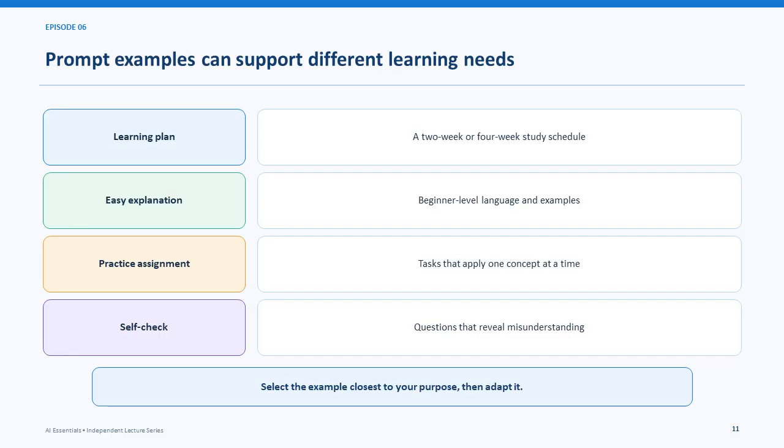Prompt examples can support different learning needs. A learning plan may request a 2-week schedule. An easy explanation may ask for beginner-level language and examples. A practice assignment may focus on one concept at a time. A self-check may use questions that reveal understanding. Select the example closest to your purpose, then adapt it rather than copying it blindly.